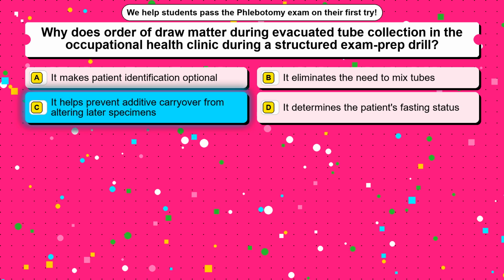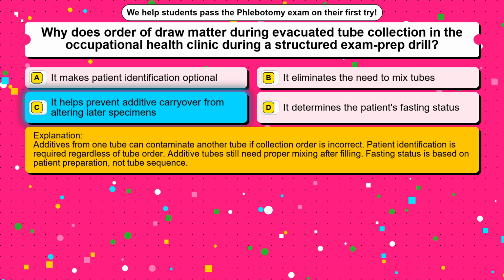The correct answer is option C. It helps prevent additive carryover from altering later specimens. Additives from one tube can contaminate another tube if collection order is incorrect. Patient identification is required regardless of tube order. Additive tubes still need proper mixing after filling. Fasting status is based on patient preparation, not tube sequence.